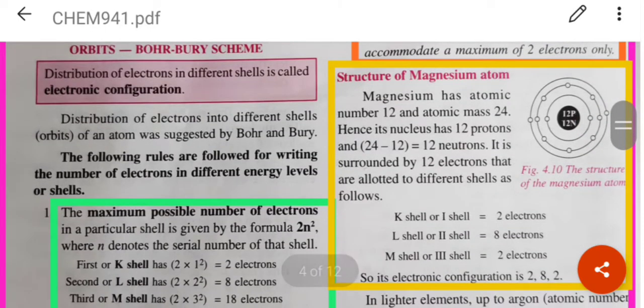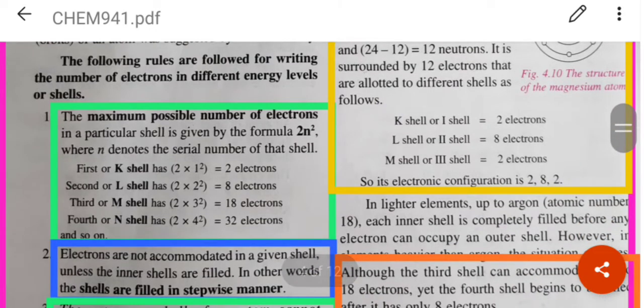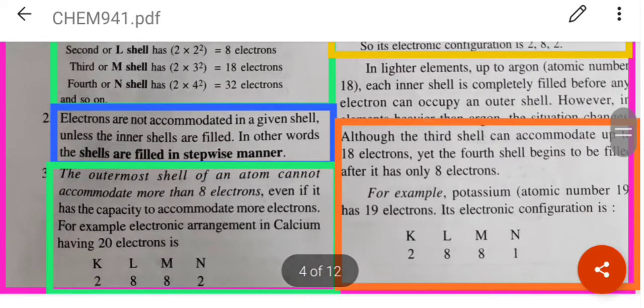Now let's see the structure of the magnesium atom. The atomic number of magnesium is 12 and atomic mass is 24. That means it has 12 protons and 12 neutrons, since 24 minus 12 is 12. So you can see the distribution 2, 8, 2. In lighter elements up to argon, each cell is completely filled before electrons can occupy the outer cell. But there are exceptions.